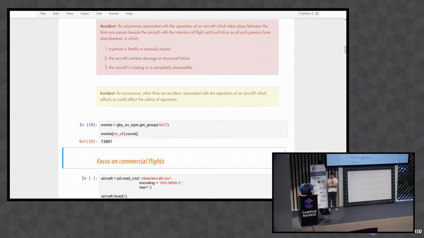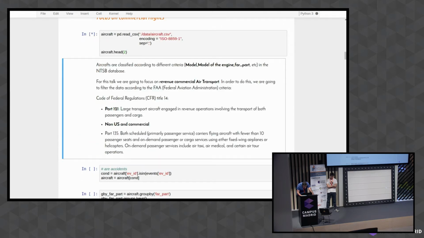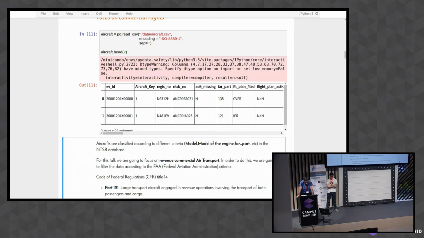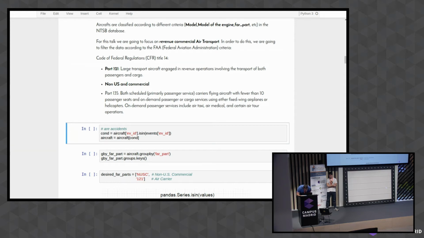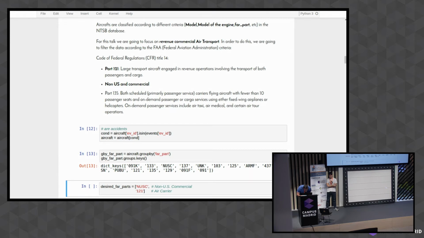So we can see that we have more than 70,000 accidents. Now we've discarded the incidents, and as I said before, I want to show you some flights that are very common. You can classify flights in many different ways, for example by the model of the engine. The way we've done it is we're going to focus on a classification that a specific agency uses. We're going to take those called Part 121, the big revenue commercial aircraft, and the non-US commercial aircraft. We do this in Python. We can see the different FAR parts.